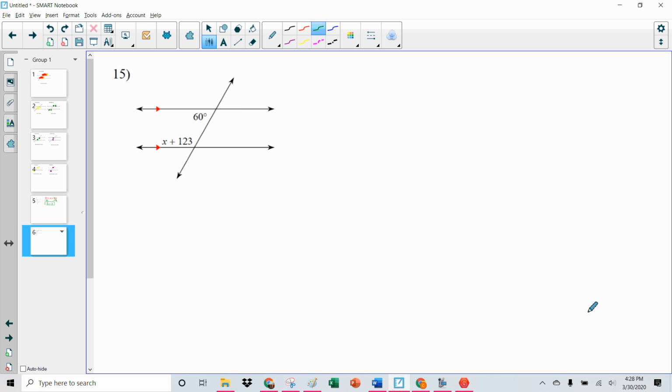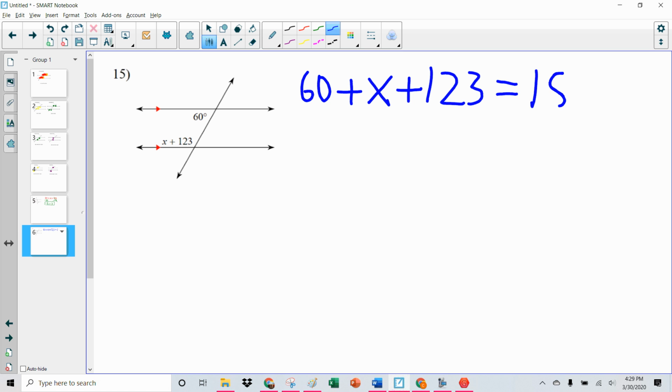Now let's look at number 15. On number 15, do these two angles appear to be congruent? Well, the 60-degree angle is obviously acute, but the angle marked as x plus 123 appears to be obtuse. So they are not congruent, which means they must be supplementary. If the two angles are supplementary, then our equation looks a little different. It's going to say 60 plus x plus 123 equals 180, because supplementary angles always add up to 180 degrees.